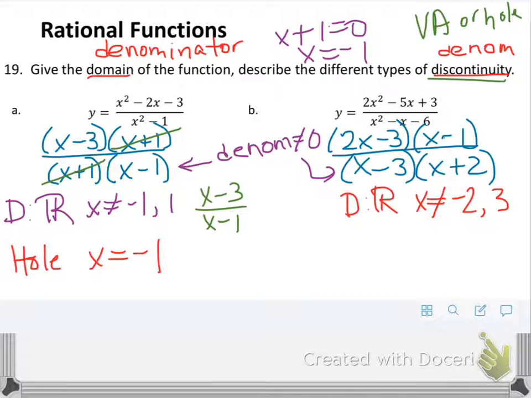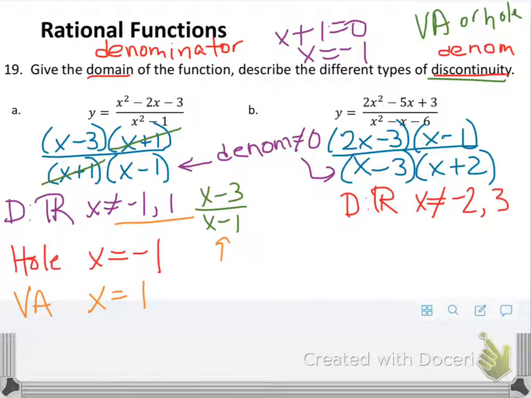Our vertical asymptotes, however, are going to be based on whatever factors are actually remaining. So this x minus 1 is going to produce our vertical asymptote, and that's going to happen when x equals +1. So notice the two values that I used to exclude in my domain are either going to be a vertical asymptote or a hole when we describe the discontinuity.